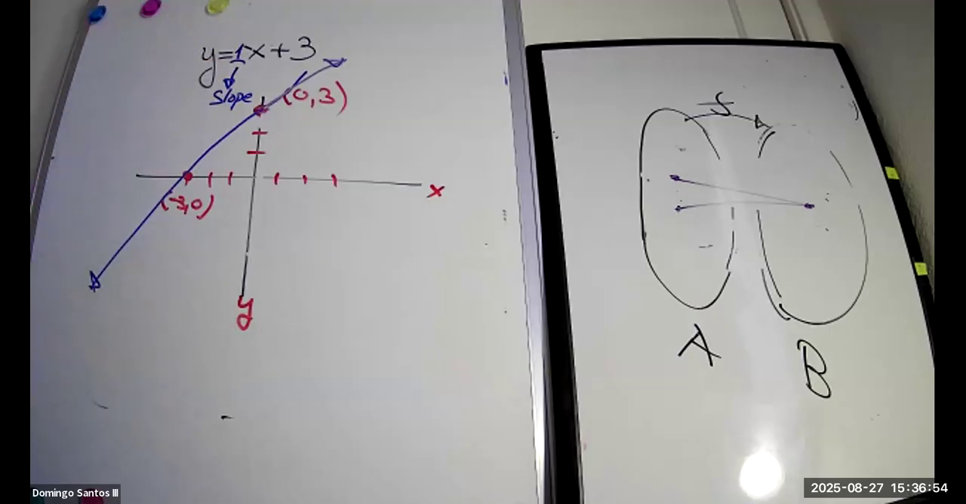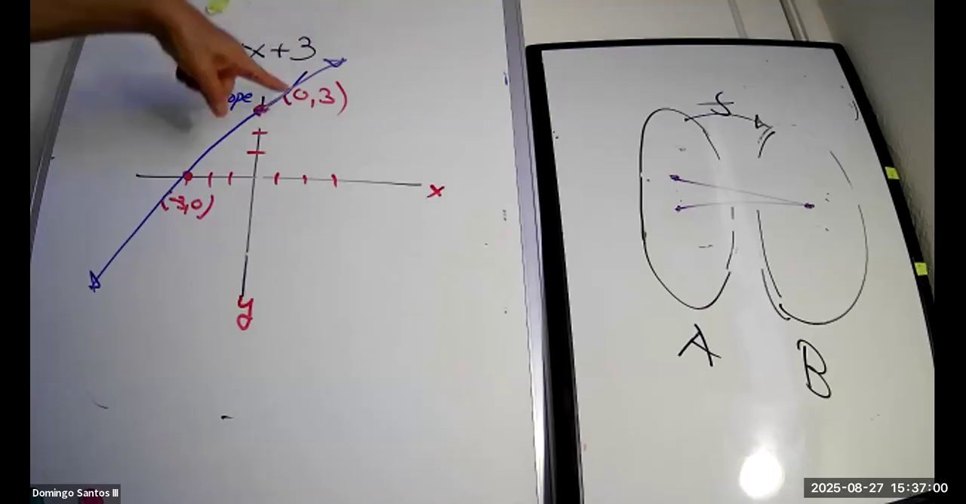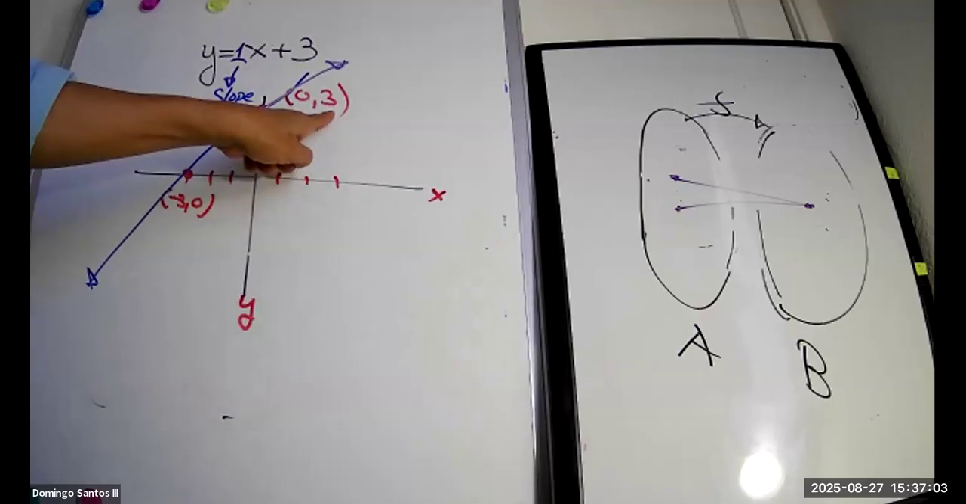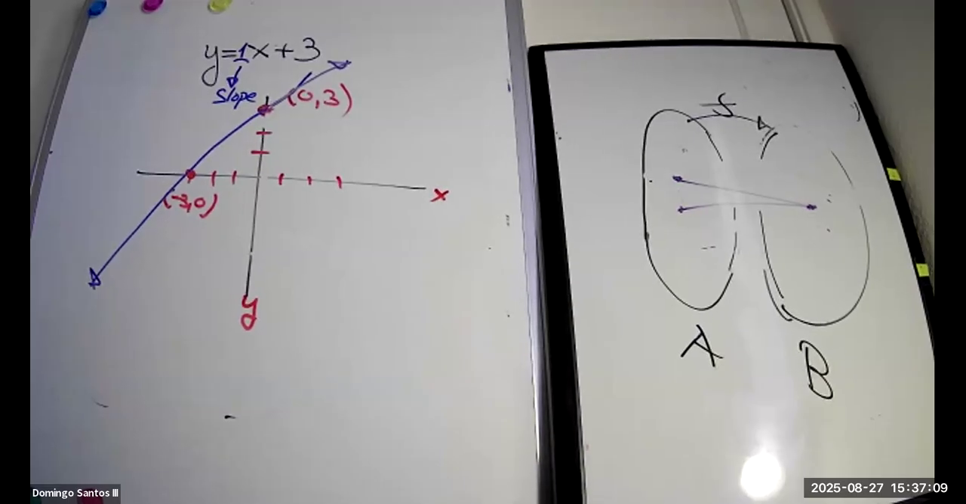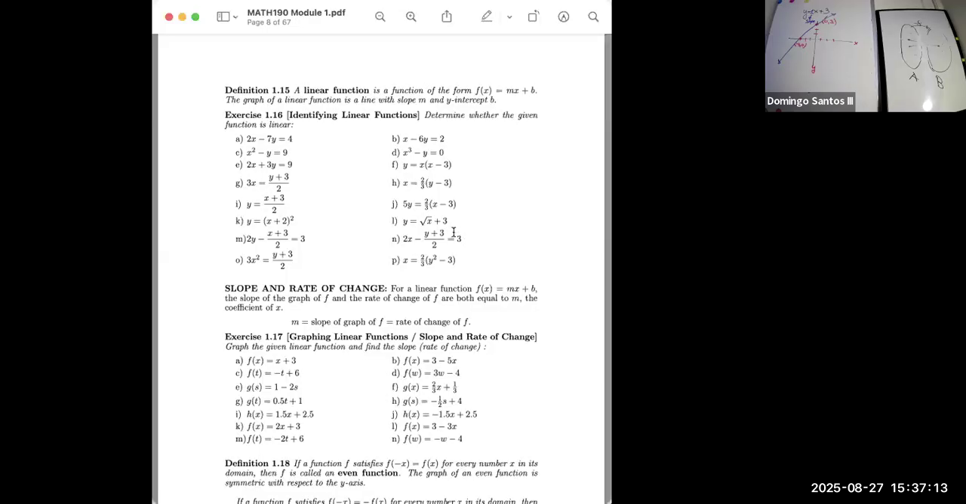And then again, this is the y-intercept, meaning the value of y whenever x is 0. The value of y when x is 0. Okay? Very good. So if you can write an equation in the form y equals mx plus b, then you have a line. Let's do this really fast, George.